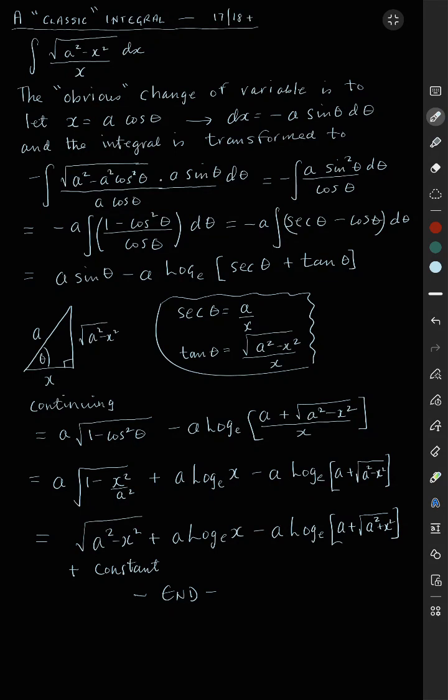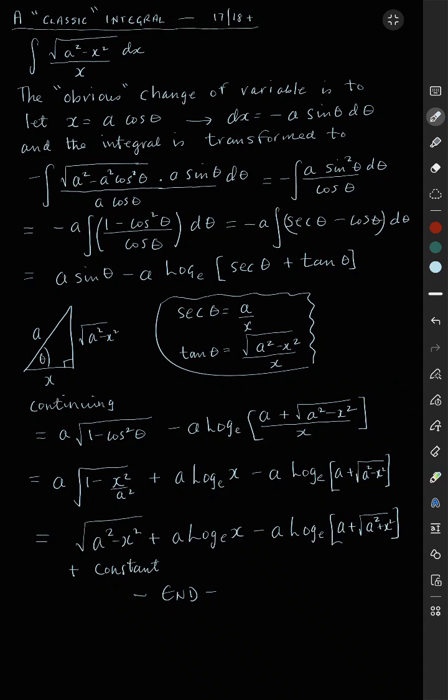Now, the obvious change of variable is to let x equal a cos theta, which means dx equals minus a sine theta d theta, and the integral will then transform to minus the integral of the square root of a squared minus a squared cos squared theta times a sine theta d theta over a cos theta, which equals minus the integral of a sine squared theta d theta over cos theta, which equals in turn minus a times the integral of 1 minus cos squared theta over cos theta d theta, which in turn becomes minus a times the integral of sec theta minus cos theta d theta.